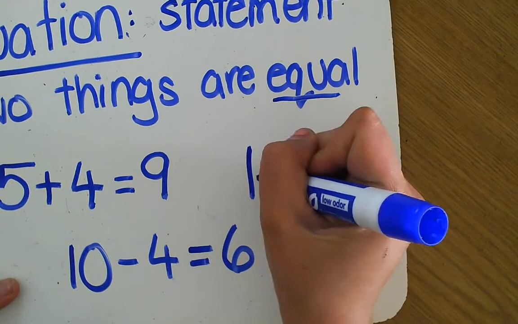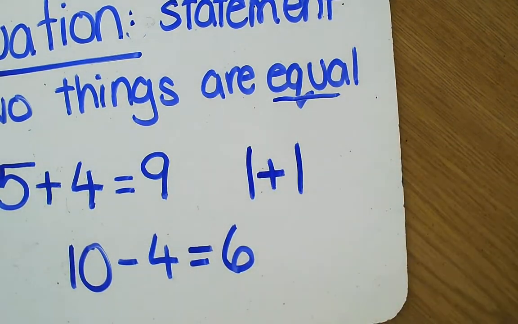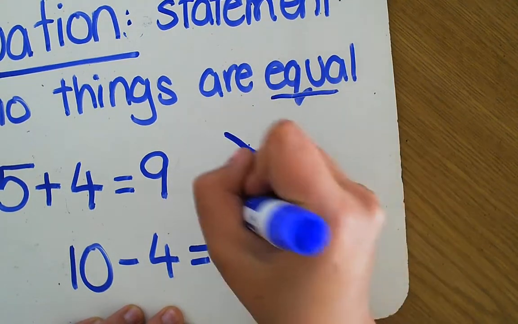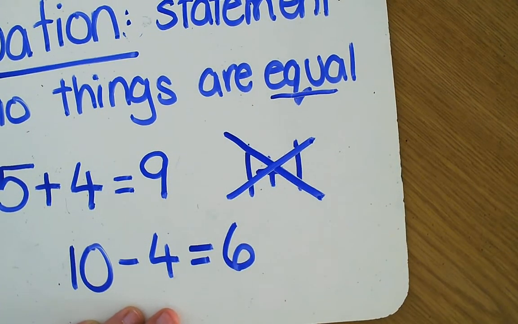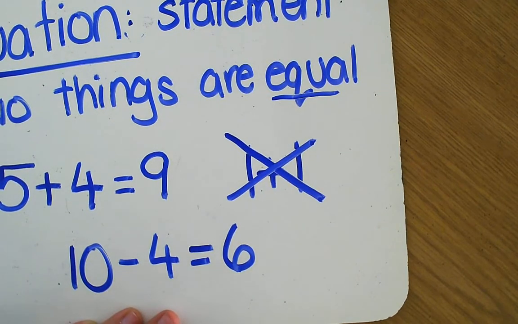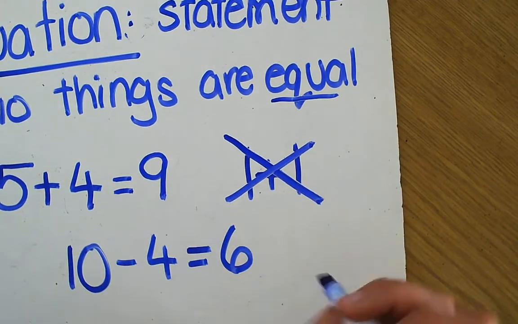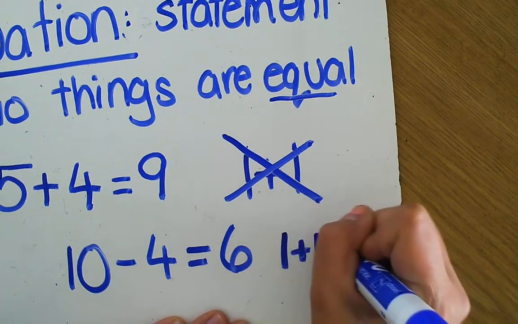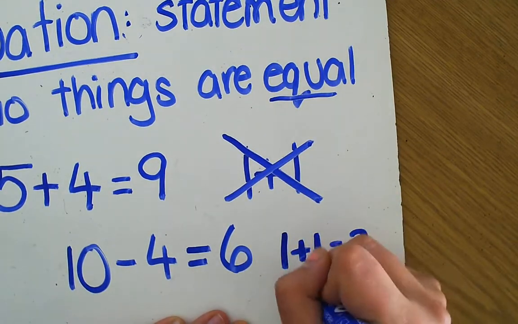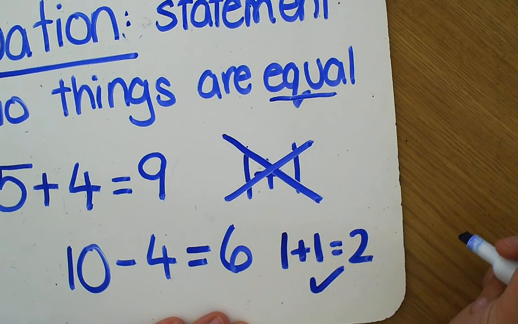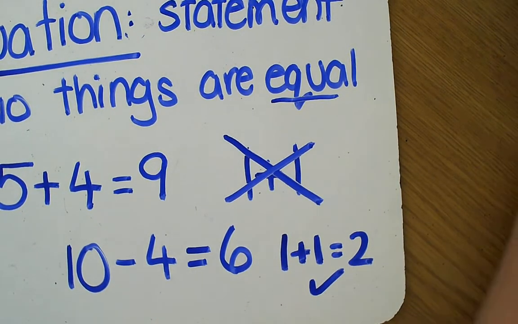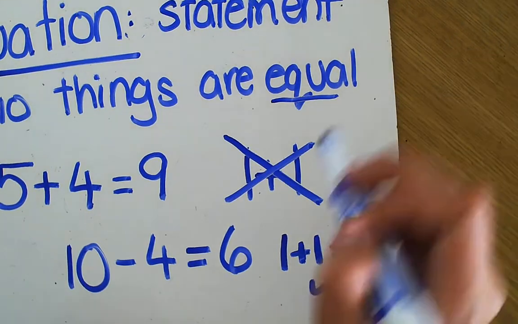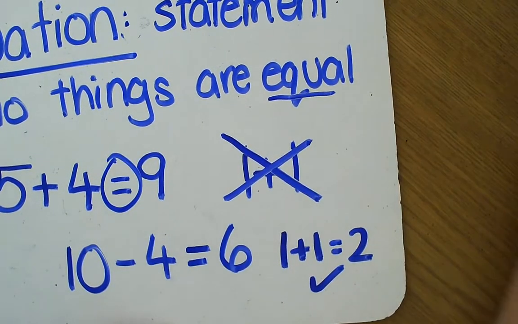Do you think 1 plus 1 is an equation? Hopefully you said no, because it does not have an equal sign. 1 plus 1 on its own is not an equation. That would be known as an expression. But if I had 1 plus 1 equals 2, then that would be an equation. So when we're studying equations today, we know that we need to have that equal sign in it.